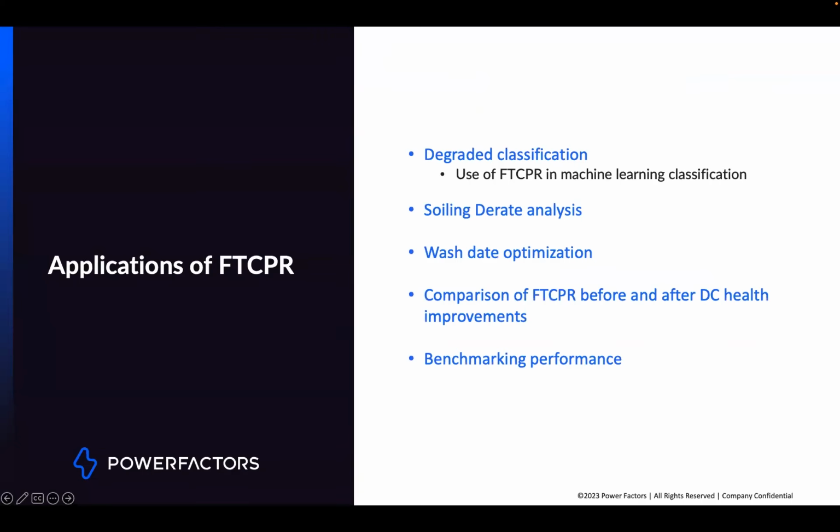Once we've calculated FTCPR at the daily level, we can use it for several applications. FTCPR is the starting point for most of our performance analysis work. One application is a machine learning algorithm we call our degraded classifier that classifies inverter days into one of several categories, including normal performance, DC outage, tracker outage, snow, or degraded unknown. We also use FTCPR for soiling derate analysis, wash date optimization, comparison of before and after DC health improvements, and benchmarking.